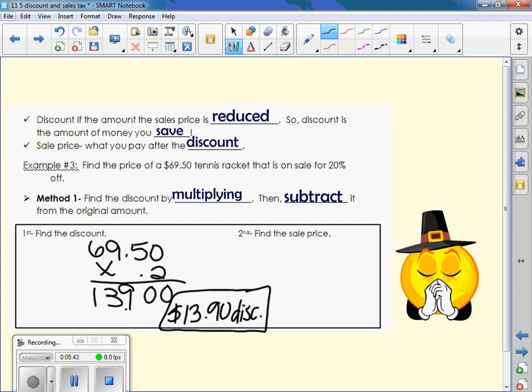Now, to find the sale price, we have to subtract it from our original price, which was $69.50. So subtract $13.90 from that. And you should get $55.60.